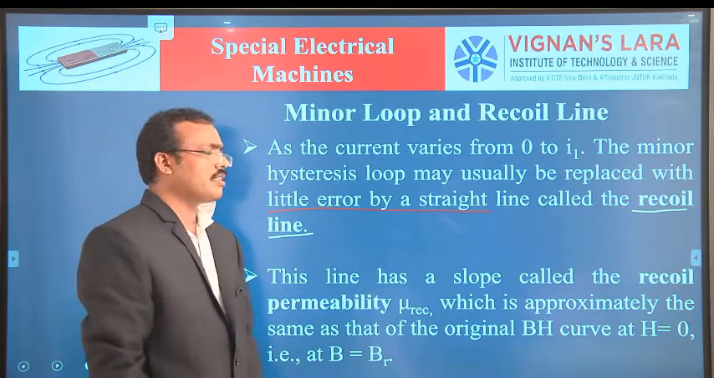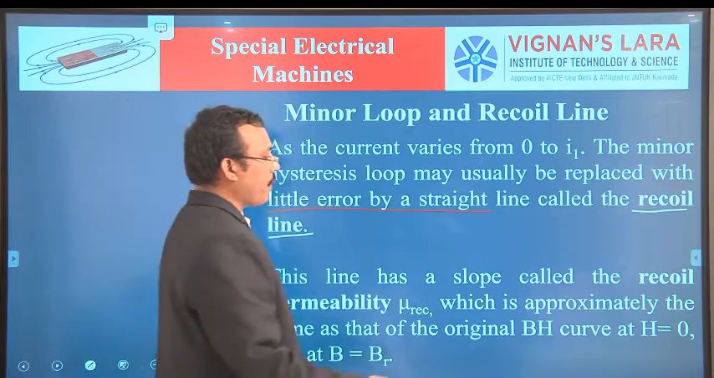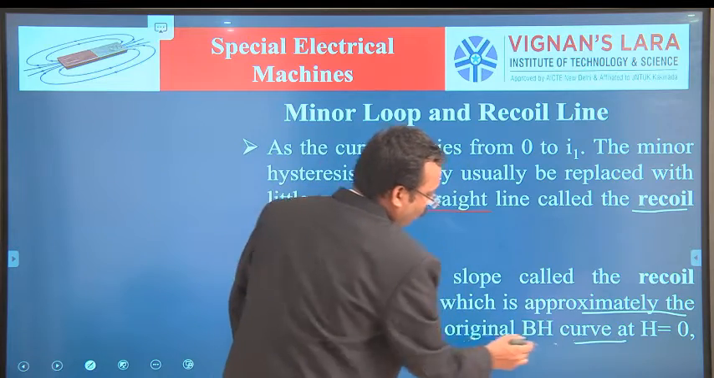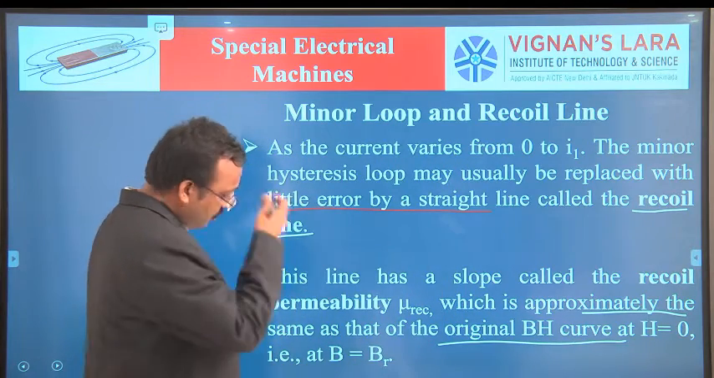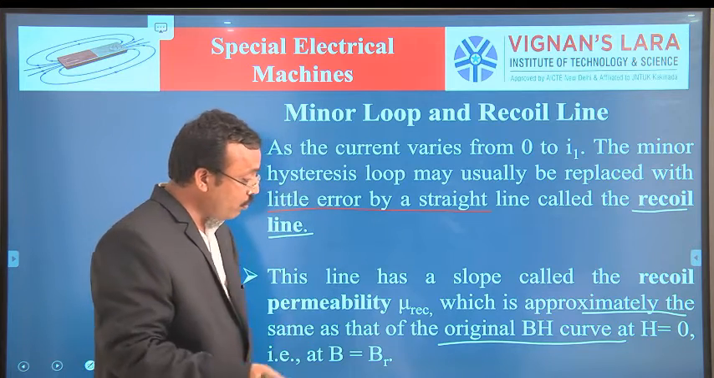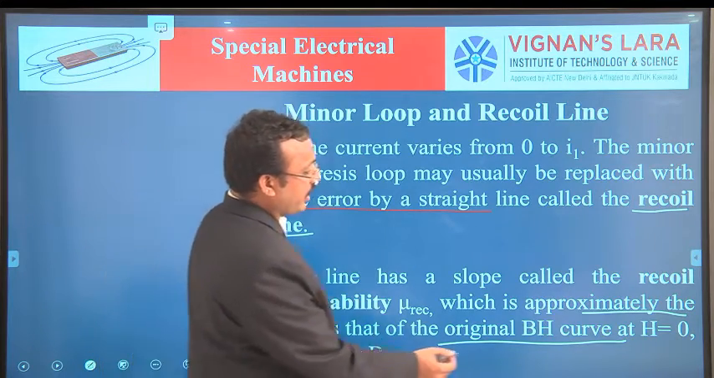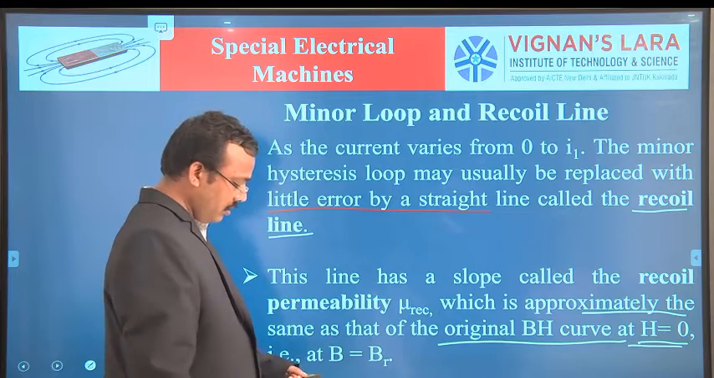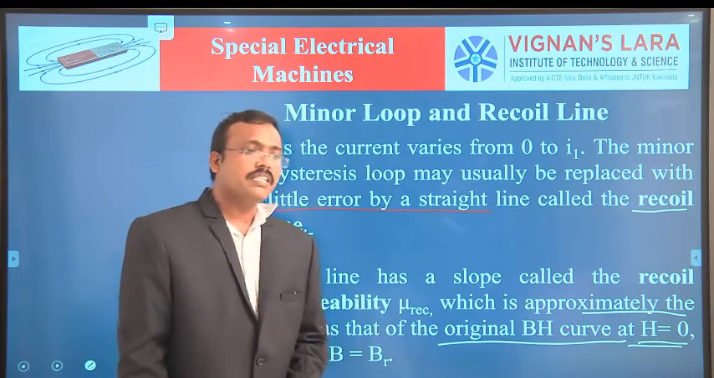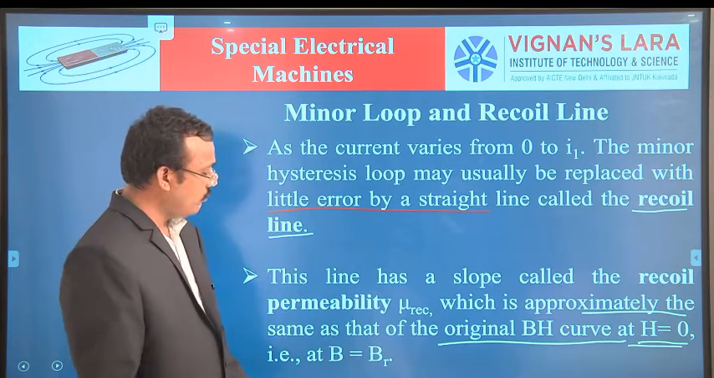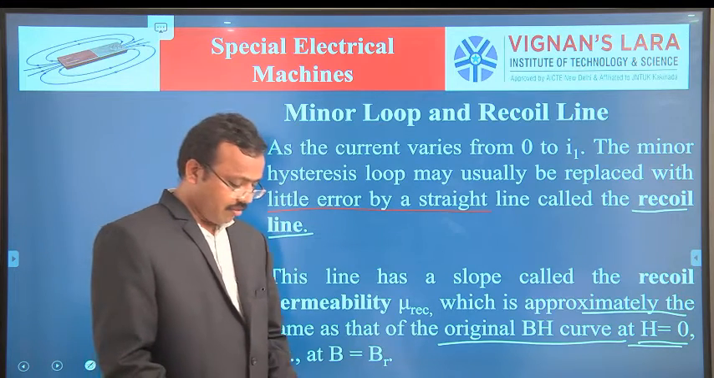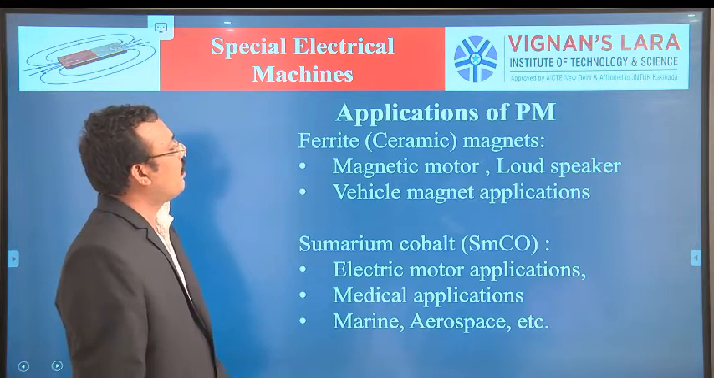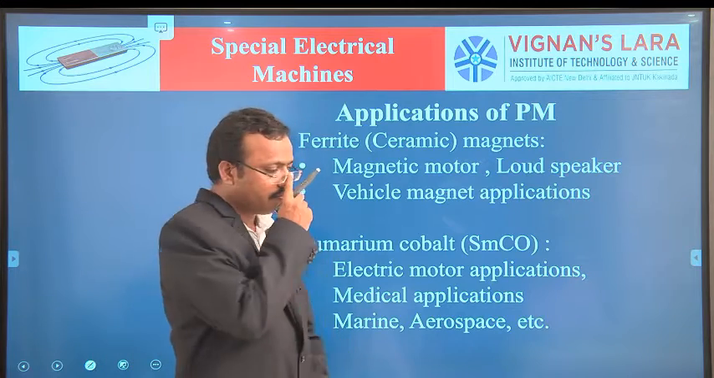The slope of this line is called the recoil permeability, which is approximately the same as that of the original BH curve. Okay, so the minor hysteresis loop and the major hysteresis loop both have equal value: B equal to BR at H equal to 0. This is very important while considering practical applications. Based on the minor hysteresis loop only, we decide the characteristics of magnetic motors and generator applications. So what are the applications of permanent magnet materials?